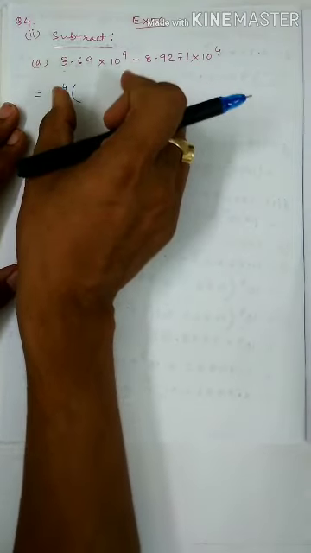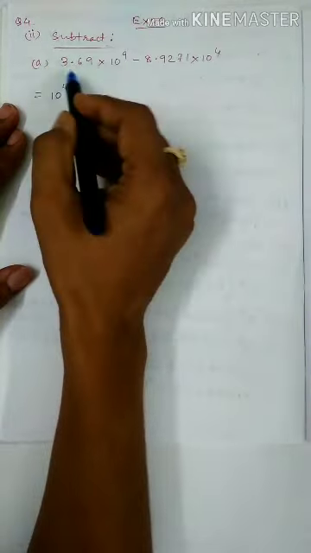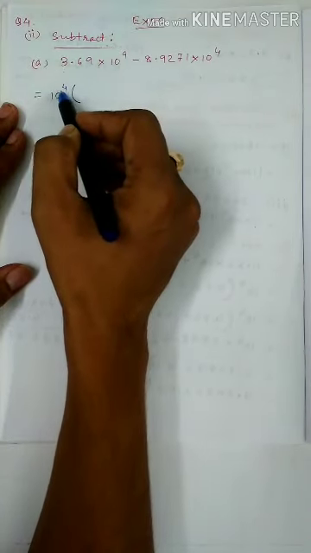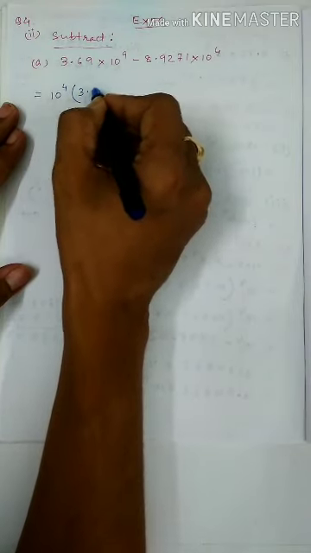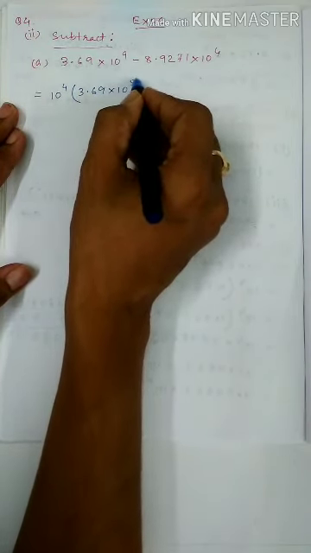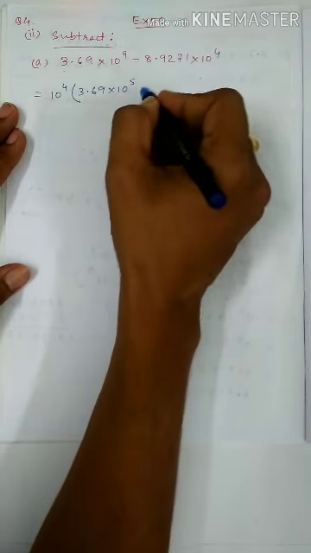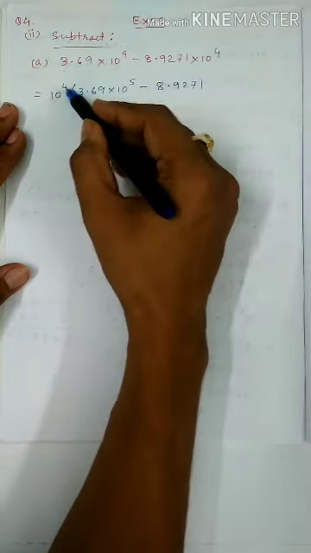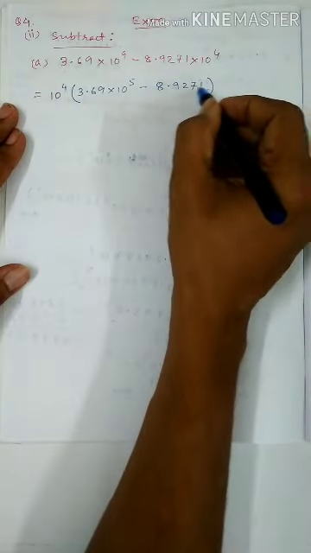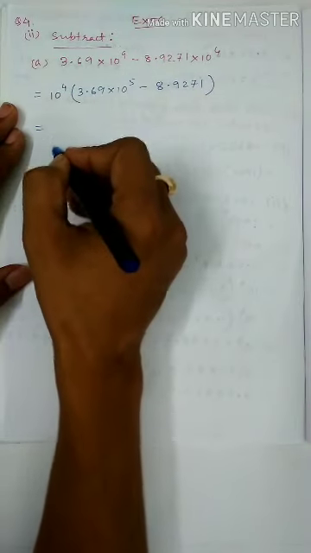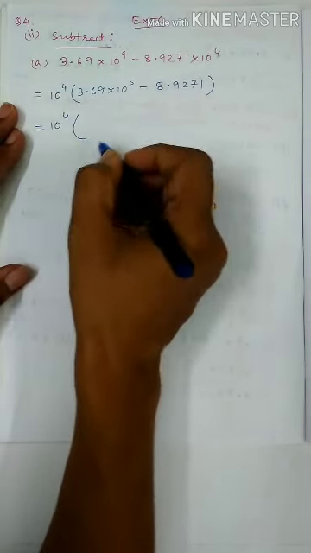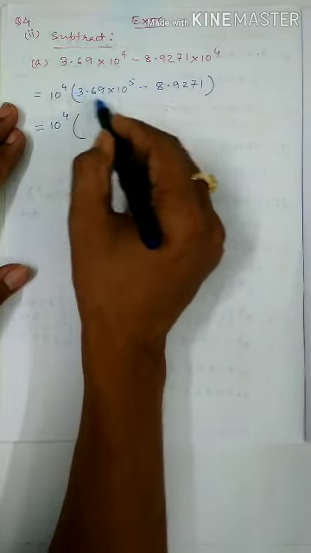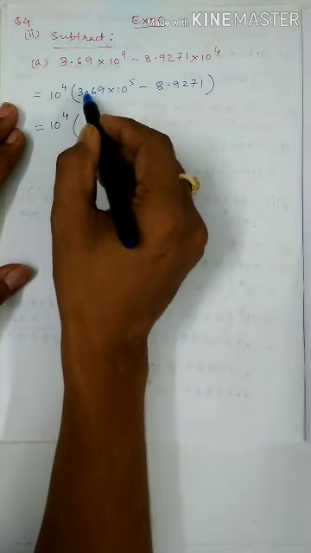Students, taking common means we have to divide from both these numbers. So for 3.69 into 10 to the power 9, if we divide 10 to the power 9 by 10 to the power 4, 9 minus 4 will remain how much? It will remain 5. So 9 minus 4 is 5. So we have written 10 to the power 5 minus 8.9271. Now 10 to the power 4 by 10 to the power 4, which is 1. It is removed. So now 10 to the power 4 will multiply this 10 to the power 5 into this number. Means we will convert this into usual form. This one. So the decimal place will shift 5 places.